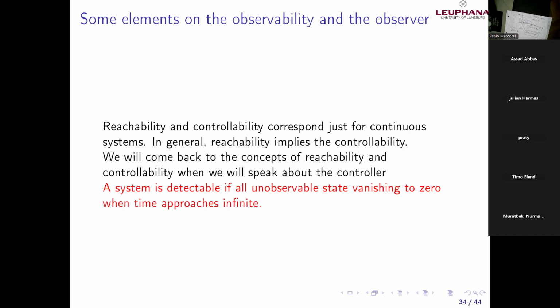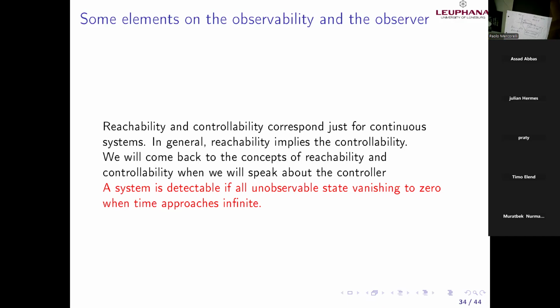But look, it seems that detectability is something which nevertheless allows us to build an observer, assuming that the system is detectable but not observable. It is possible, because we have a part of the state which is unobservable, but that's going to zero. I don't know if you remember my lecture in dynamical systems, I repeat now. If it's going to zero, this means that this part of the system is asymptotically stable.